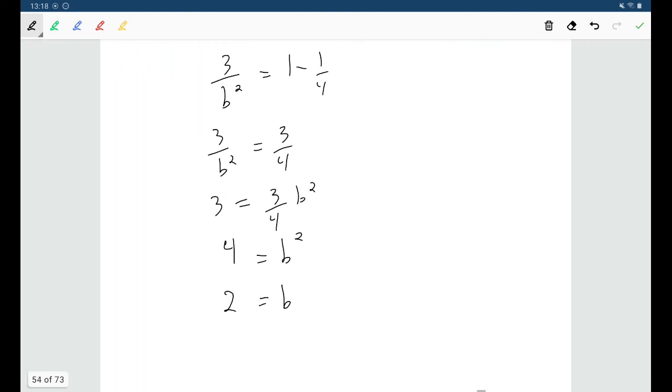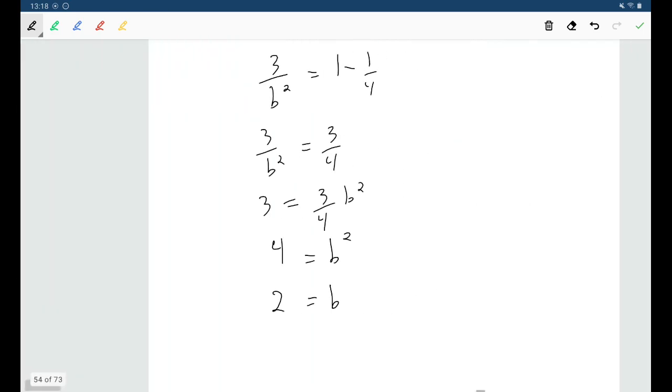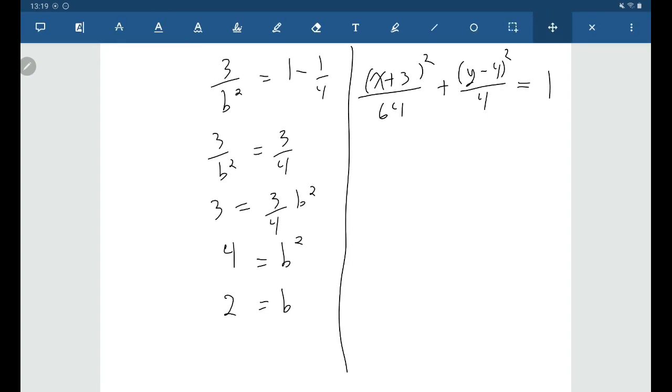So now we have everything we need, and now we can write the equation of our ellipse in standard form. We now know that b is equal to 2, or b squared is equal to 4. So we can take this equation that we had and rewrite it with b squared replaced with 4. We'll have x plus 3 squared over 64 plus y minus 4 squared over 4 is equal to 1. And there we go. That would be the equation of our ellipse in standard form.